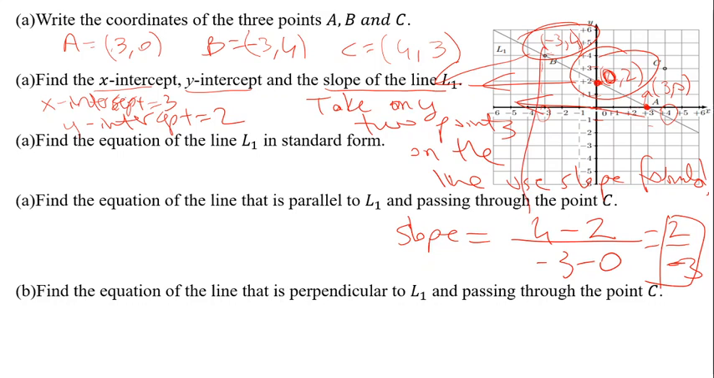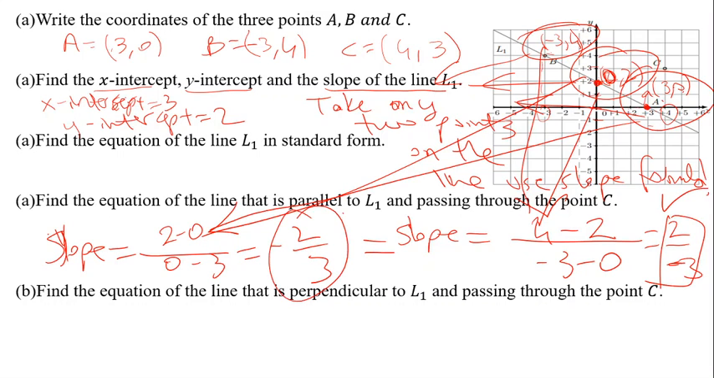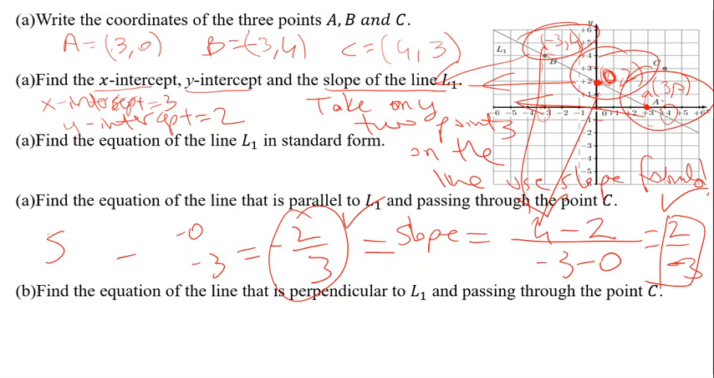And I mean, I use these 2 points. Like if you want to use these 2 points, okay, I will do the same thing with these 2 points. So slope is equal to 2 minus 0 divided by 0 minus 3. As you see, minus 2 over 3. So you see, they're same. So you can pick any 2 points. It will give you the same slope.